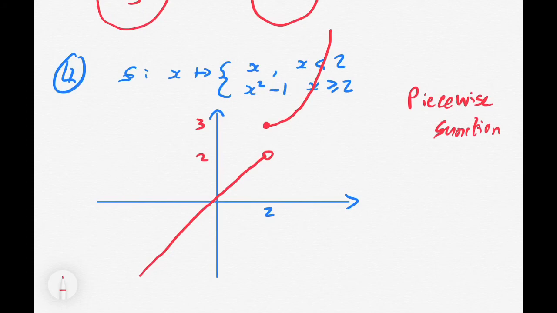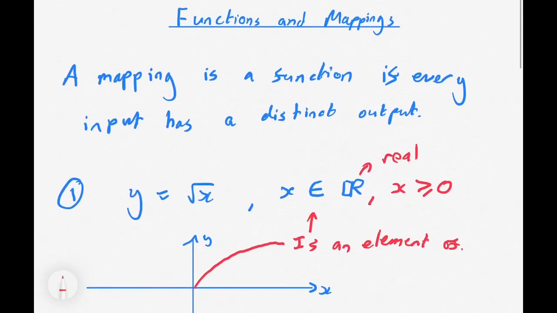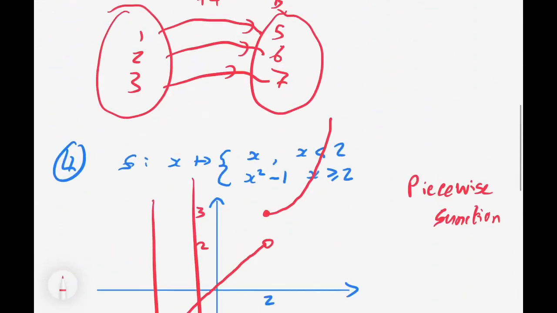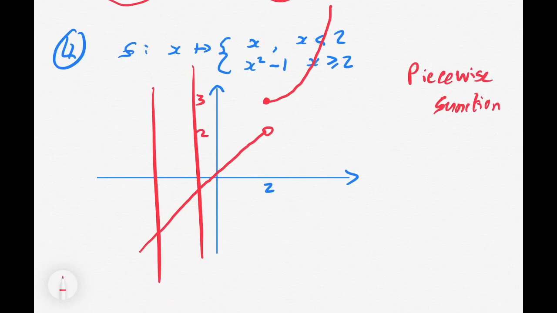This is a function because if I was to draw a vertical line at any stage, there's always one intersection. So that goes back to our definition up here that a mapping is a function if every input has a distinct output, so only one output that it goes to. In this case it does, because even when x equals 2, it's only this value here which is the output. So that's some examples of functions and mappings for the course.